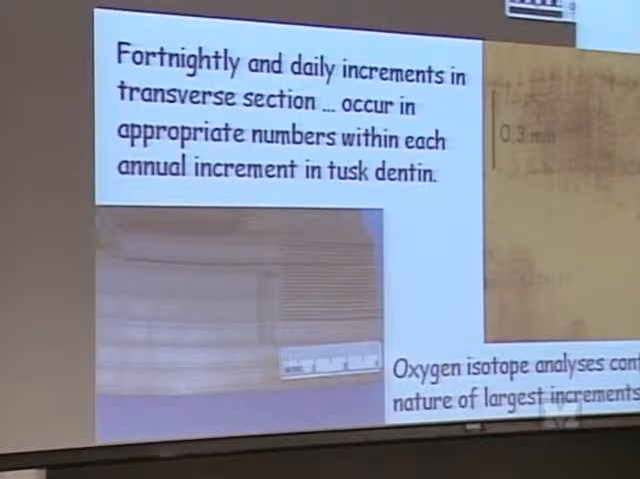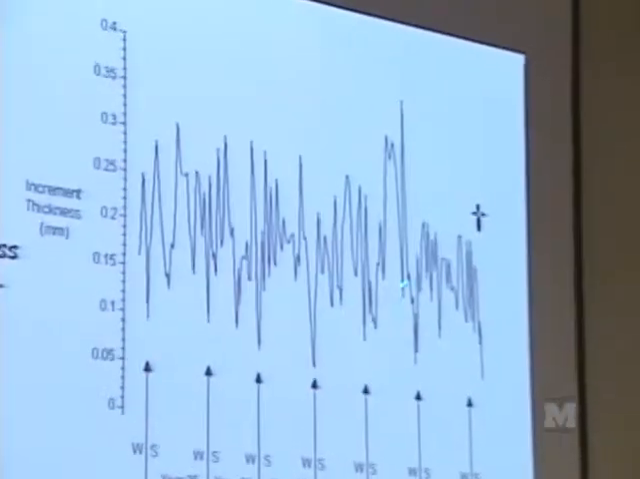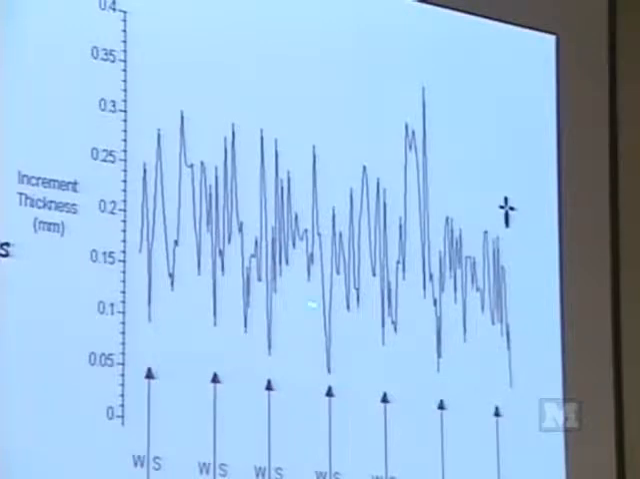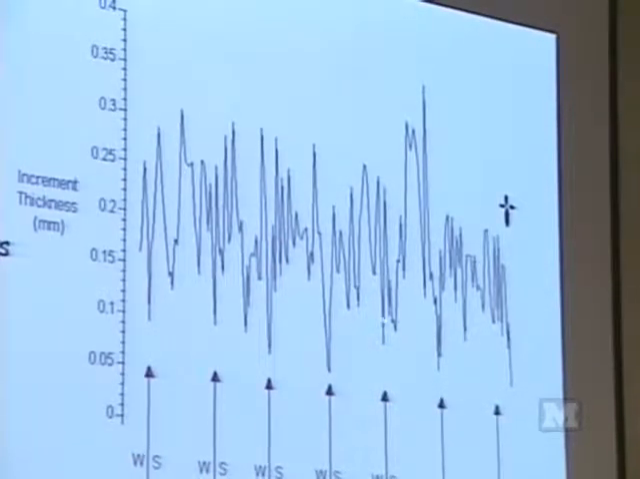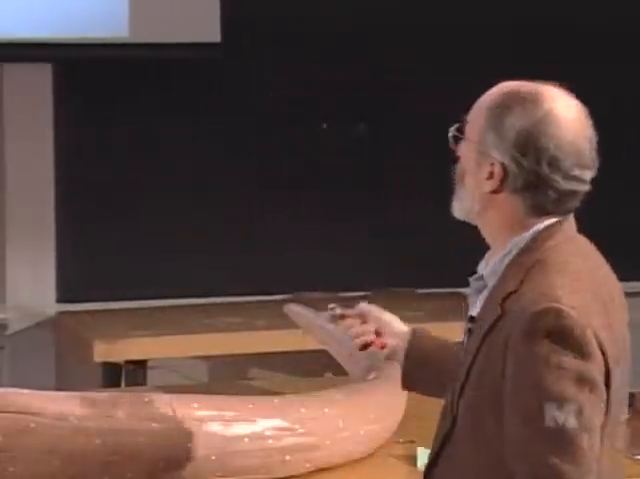And that composition changes in a regular fashion. Here we're looking at the thickness of these 2-week increments, and each one of these arrows is a winter-spring boundary. Within a year, the thickness goes up in summer and down in fall and winter. There's a lot of noise, there's a lot of variation, but in general, they grow faster in spring and summer and slower toward fall and winter.